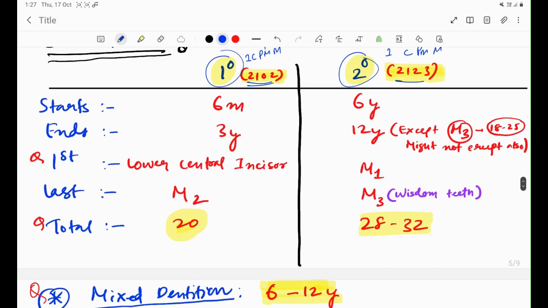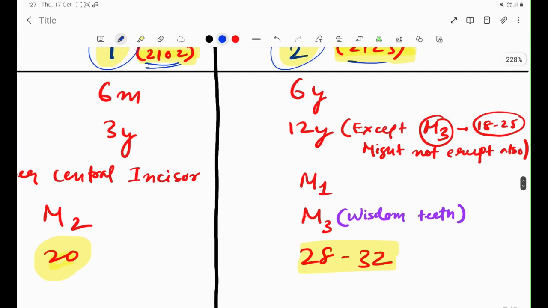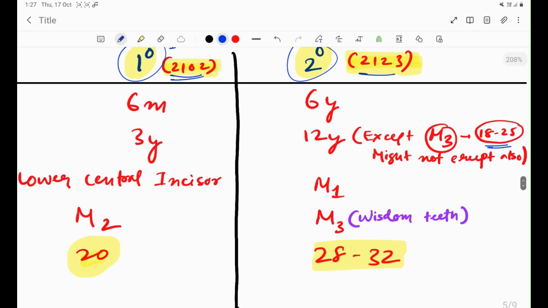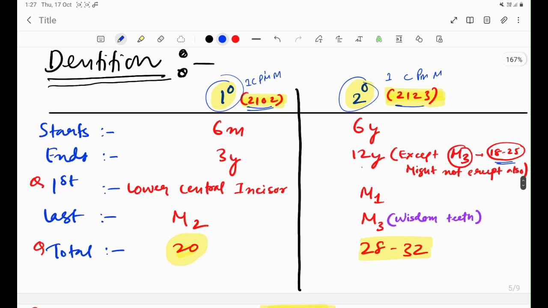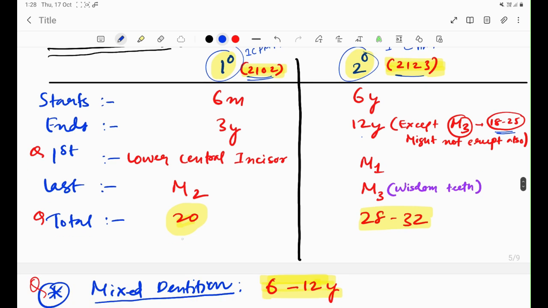Primary dentition starts at the age of 6 months and ends by the age of 3 years. Secondary starts at 6 years and ends by 12 years, if the third molar, which is also known as wisdom teeth, does not erupt. If it erupts, then it is 18 to 25 years. So depending on that, you can say it's 12 years or 18 to 25 years for the ending of secondary dentition. This was a PYQ: the first tooth that appears in primary dentition is the lower central incisor, and in secondary dentition it is molar 1. Last in primary is molar 2, and secondary last is molar 3, the wisdom teeth. Total teeth in primary is 20, and in secondary it is 28 to 32.